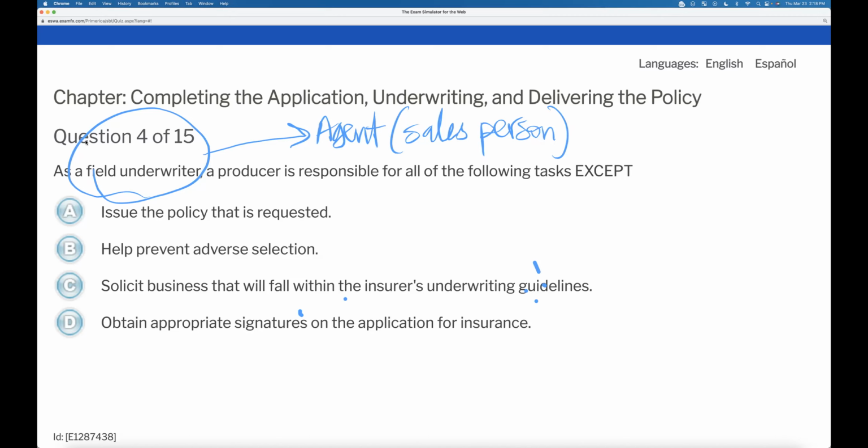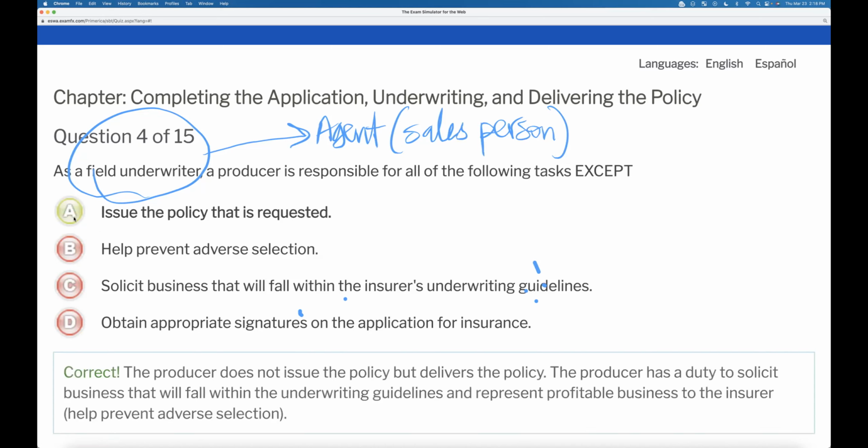A producer, as a field underwriter, is responsible for all of the following: issue policy of acceptance, help prevent adverse selection, solicit business that will fall within the insurer's underwriting guidelines, obtain appropriate signatures on the application, help prevent adverse selection, issue the policy that is requested. I think the answer is A. A? Yep, it's A.